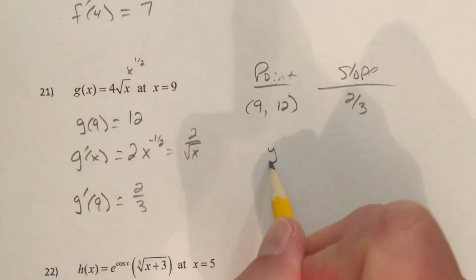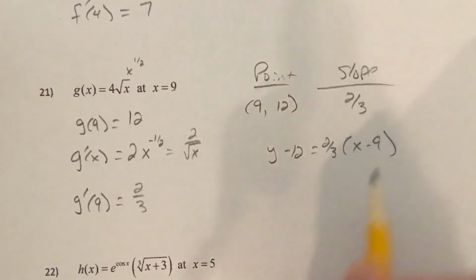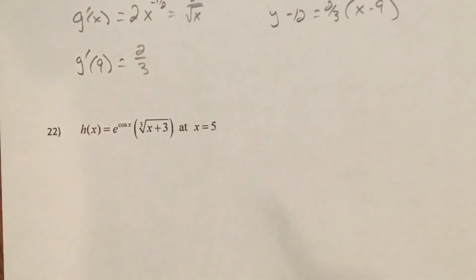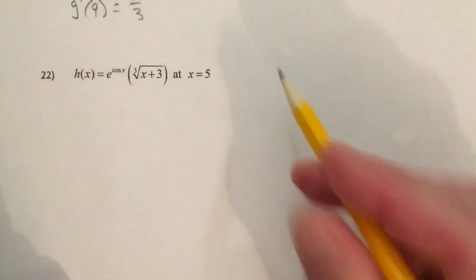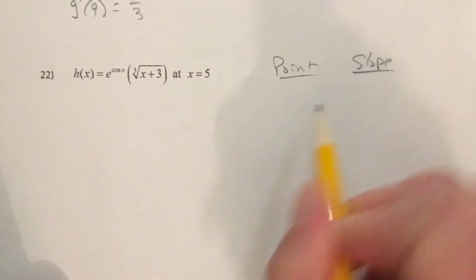Now we can make our equation. y minus 12 equals 2/3 times x minus 9. And that's our answer. Okay? Then this last one gives us a chance to put this into a calculator. So we're still going to organize it, point slope, but now we're going to use the calculator to find this.